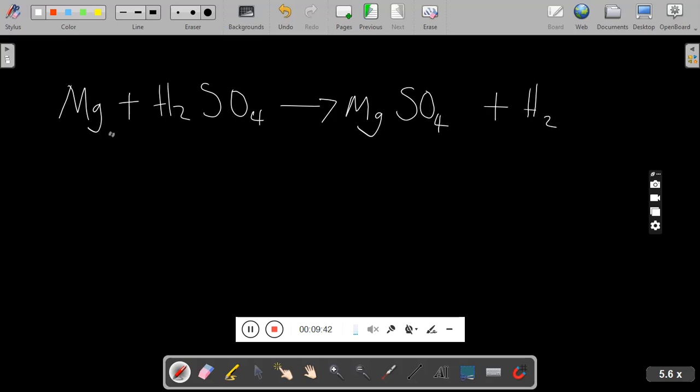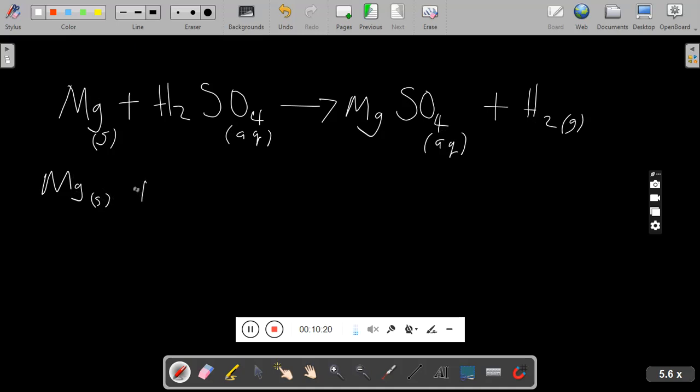So the state symbols are: magnesium is a solid, sulfuric acid is aqueous. I told you already that all acids are soluble in water, so aqueous. Magnesium sulfate is aqueous also because it is not a sulfate of lead or barium, which are insoluble. Hydrogen is a gas. So the next step now is to start splitting. So we only split where we see the state symbol aqueous. So here we just rewrite it the way it is as magnesium, solid, which is a metal.